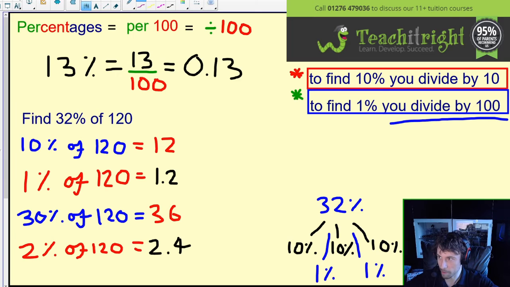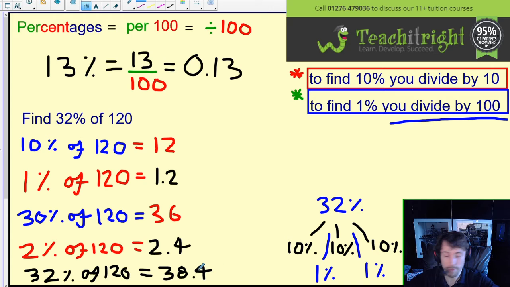Hopefully you can spot now that if I want 32% of 120, do you think I can get it by just adding my 30% and my 2% together? If you do think that, the answer is absolutely correct. 36 plus 2.4 is 38.4. And that means my answer to what is 32% of 120 is 38.4. So can you see how we've gone about and done it?